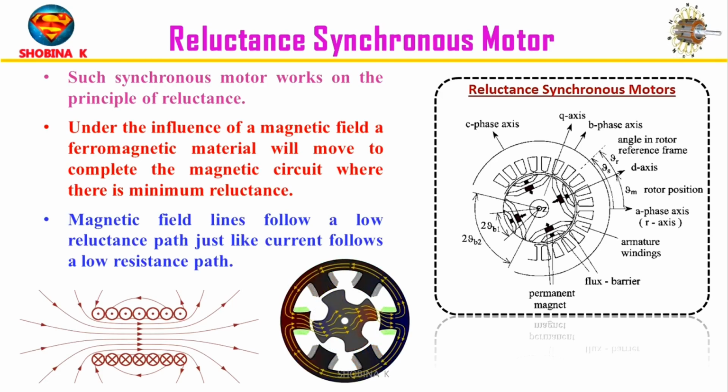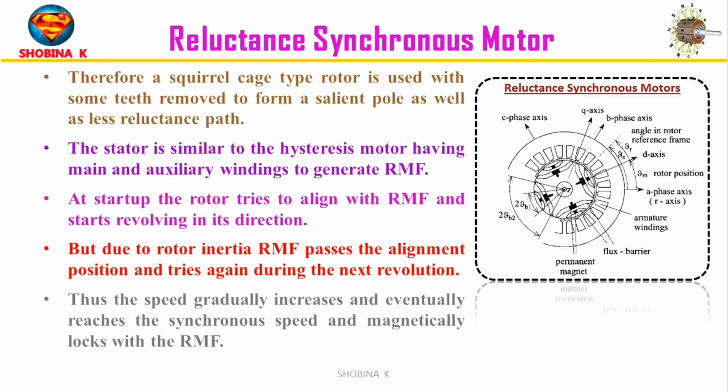The magnetic field lines follow the low reluctance path, just like current follows the low resistance path. Therefore, a squirrel cage type rotor is used with some teeth removed to form a salient pole as well as a less reluctance path. Here the stator is similar to the hysteresis motor, having main and auxiliary winding to generate RMF. At startup, the rotor tries to align with the RMF and starts revolving in its direction.